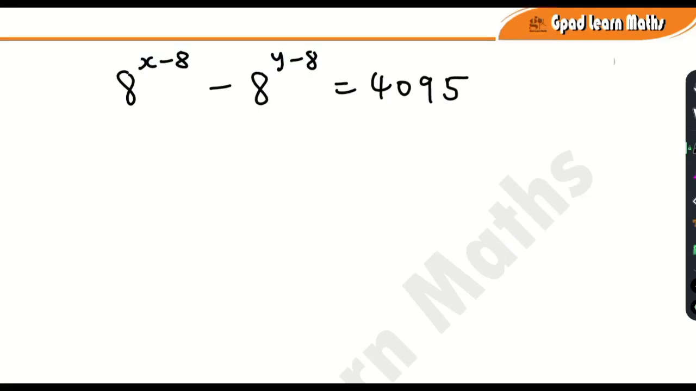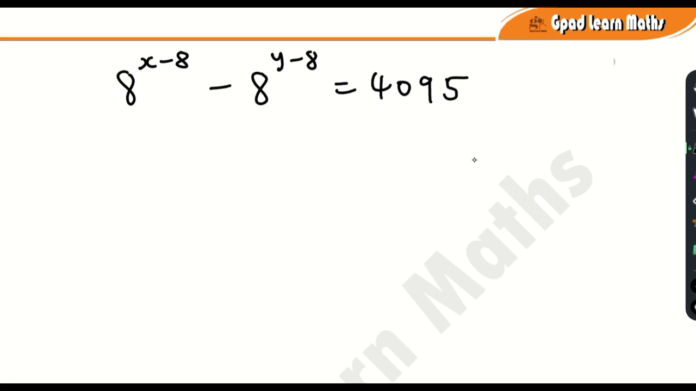In this video, we want to solve for the value of x and the value of y that will satisfy this equation. So we have 8 raised to the power x minus 8, minus 8 raised to the power y minus 8, is equal to 4095. Okay, so let's get started.